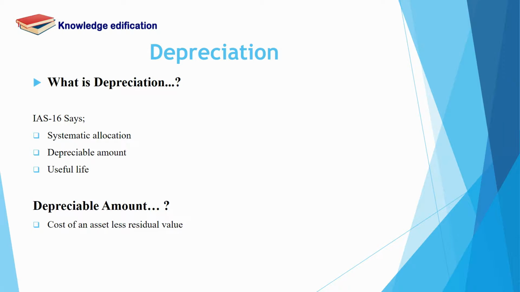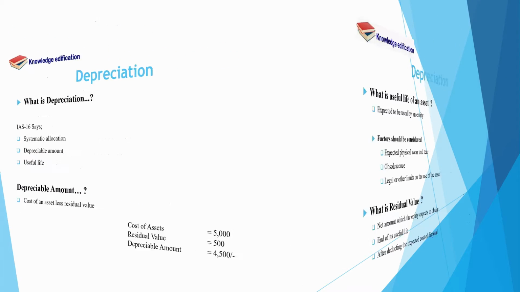In the definition, the standard uses two terms, depreciable amount and useful life. Depreciable amount is the cost of an asset or other amount substituted for cost less its residual or disposal value. Suppose cost of an asset is 5000 and its residual value is 500. Its depreciable amount will be 4500.